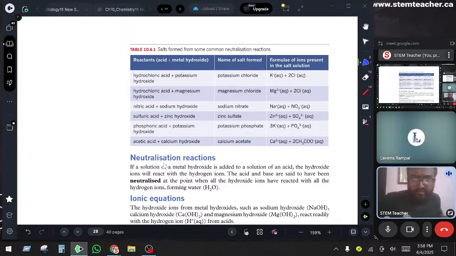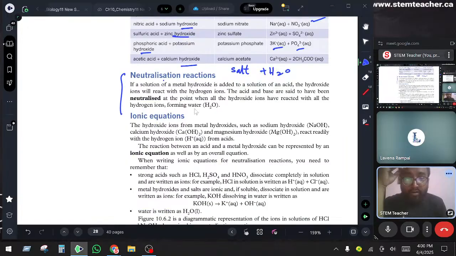If it is a metal reacting, then you will get hydrogen gas. Neutralization reaction: if a solution of metal hydroxide is added to a solution of acid, the hydroxide ions react with the hydrogen ions. The acid and base are said to have been neutralized at the point when all hydroxide ions have reacted with all the hydrogen ions, forming H2O.